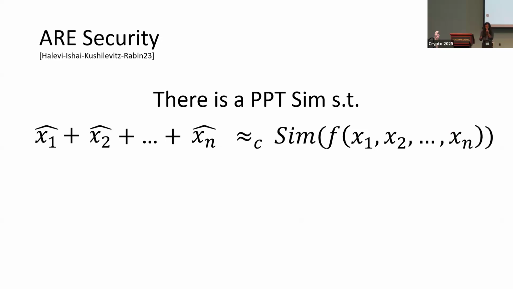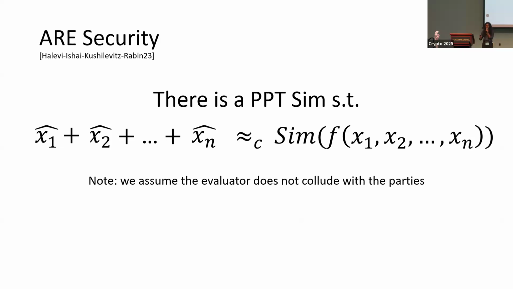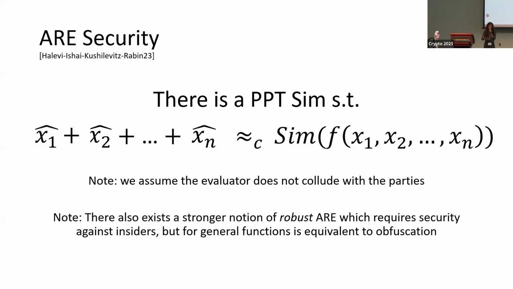To be a bit more specific about our security requirement, there needs to exist a PPT simulator that can simulate the sum of the encodings given only the function output. I do want to emphasize, we are assuming here that the evaluator does not collude with any of the parties. You can also define a stronger notion of robust ARE, which does require security against insiders, but this will not be the focus of today's talk.